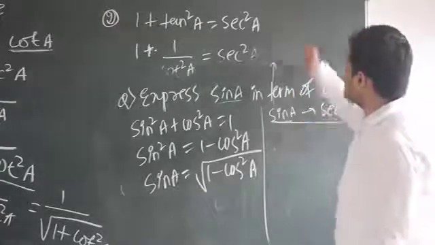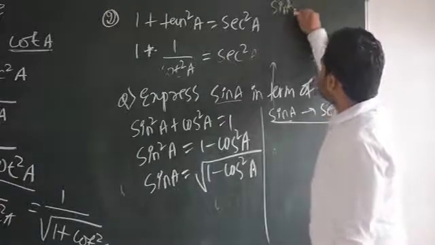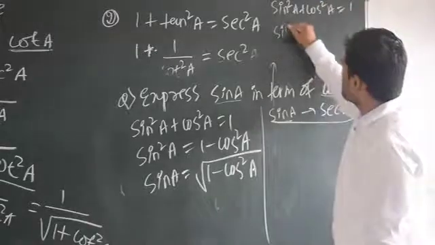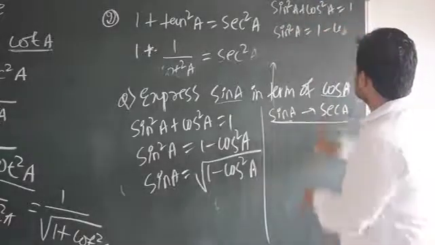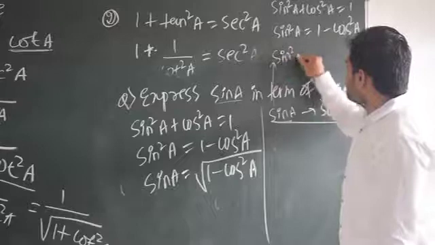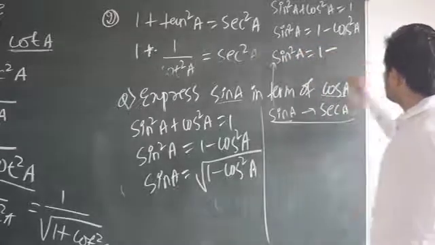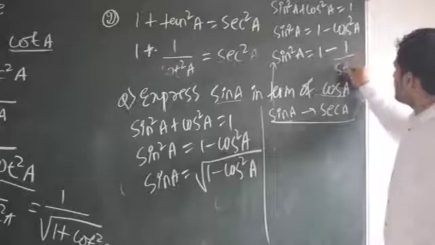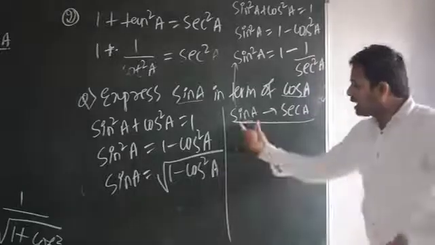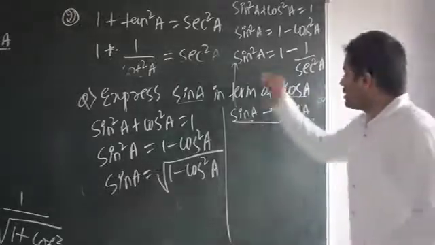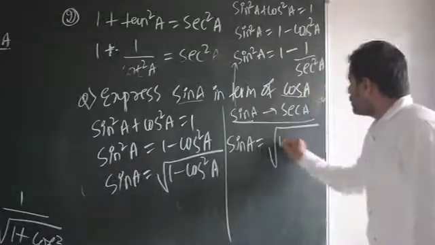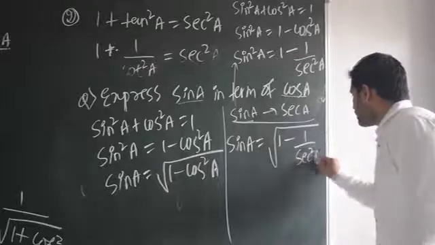When you are solving this problem, how do you have to make an approach? You start with sine square A plus cos square A is equal to 1. Then sine square A is equal to 1 minus cos square A. Then sine square A is equal to 1 minus, instead of cos square A, I am supposed to write 1 over secant square A. Why? Because cos and secant are reverse of each other. Now I have represented sine A in terms of secant A. Taking the square root, sine A is equal to under root 1 minus 1 over secant square A.